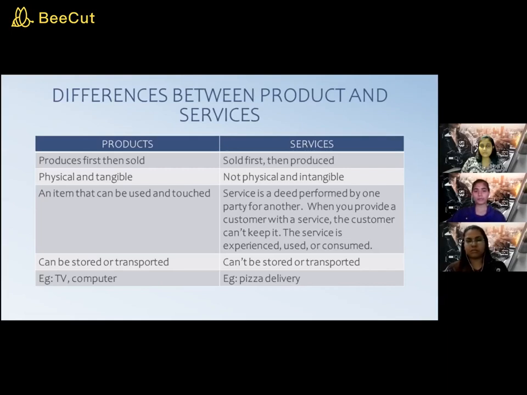When you provide a customer with a service, the customer cannot keep it. The service is experienced, used, or consumed. Products can be stored or transported. Services cannot be stored or transported. Products, for example, a TV or computer. Services, for example, pizza delivery.